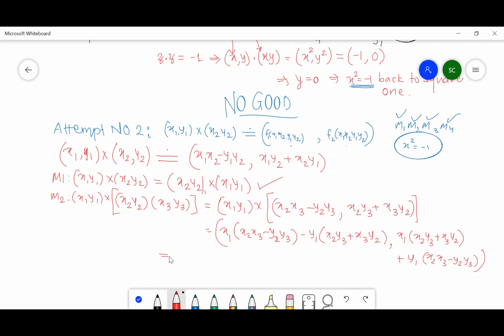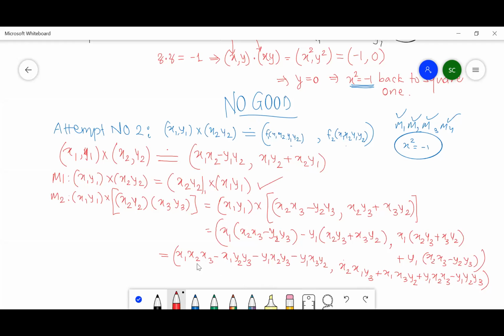Now if we simplify it a little bit, we will get the idea that x1 x2 x3 minus x1 y2 y3 minus y1 x2 y3 minus y1 x3 y2. This is the first number, and the second number is x1 x2 y3 plus x1 x3 y2 plus y1 x2 x3 minus y1 y2 y3, right?